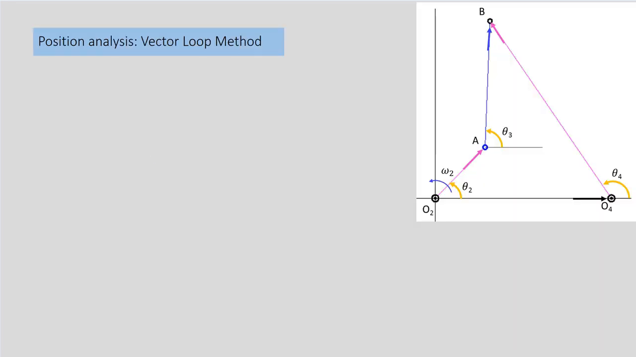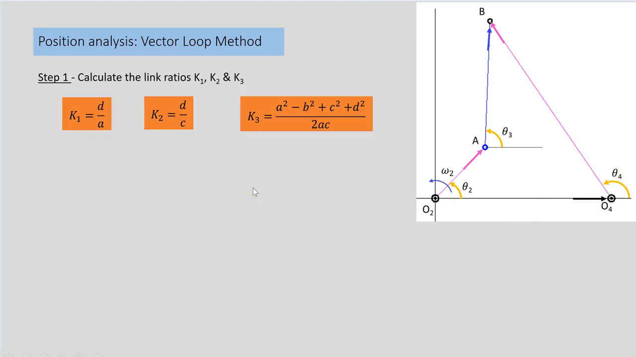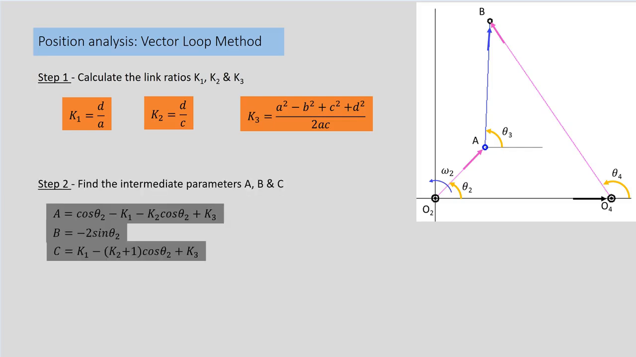Okay, so first of all, position analysis. Even though we are asked to find angular acceleration and angular velocity, our first step is to find theta 3 and theta 4, which are the coupler position and output position. The first step is to calculate the link ratios K1, K2, K3. I have calculated them and presented the values here.